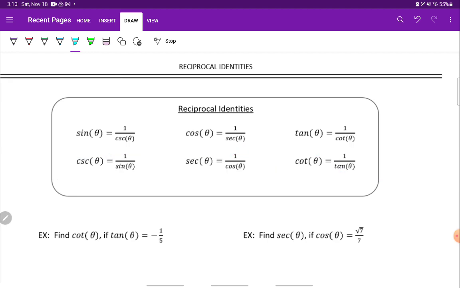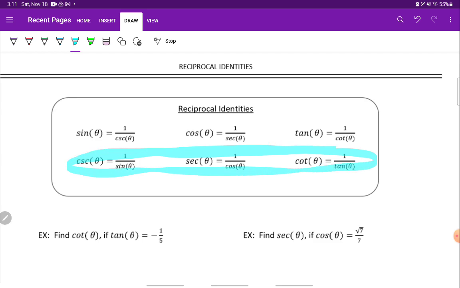We can say that cosecant is equal to 1 over sine. Secant is equal to 1 over cosine. And cotangent is equal to 1 over tangent. I'd say in general, we usually use these 3 more when we're doing algebra things with trigonometric functions. That typically we like to change things into sine, cosine, and tangent if it's one of the other ones, and we use those 3 reciprocal identities to do that.